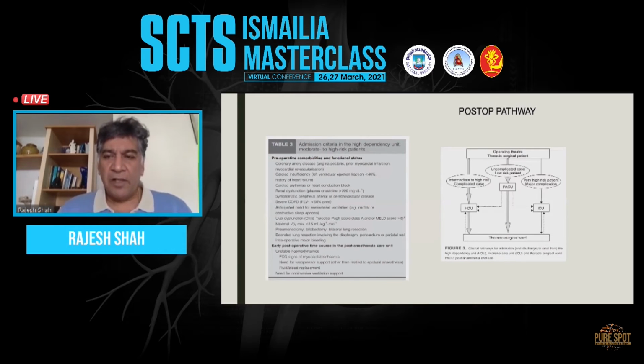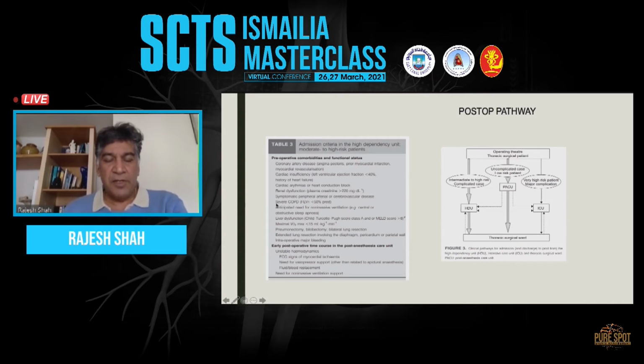The postoperative pathway is, again, there is a lot of variation in different departments, but in general, there are 3 pathways for following surgery for these group of patients. One is the uncomplicated group of patients or low risk patients, which can go straight to thoracic surgical ward with some form of monitoring.